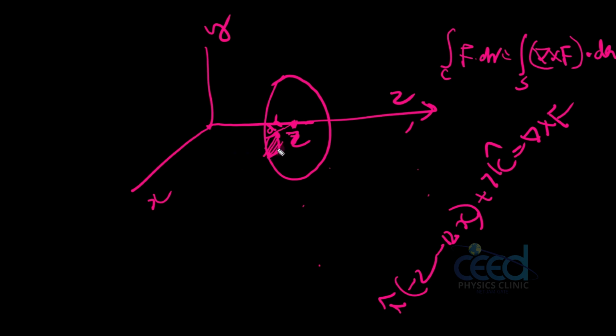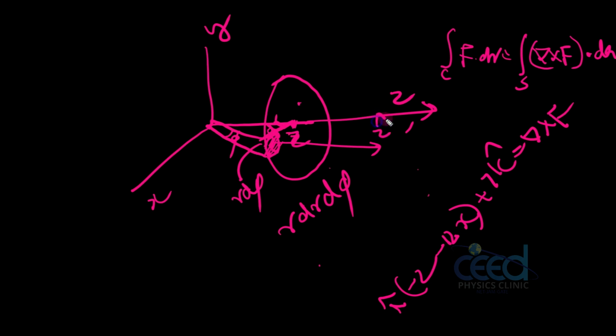Look into this width. This is angle phi, and this is the radius, so this part will be r d phi. So what is the area of this small elemental area? That is r dr d phi for a circle. This area is all directed in the z cap direction.